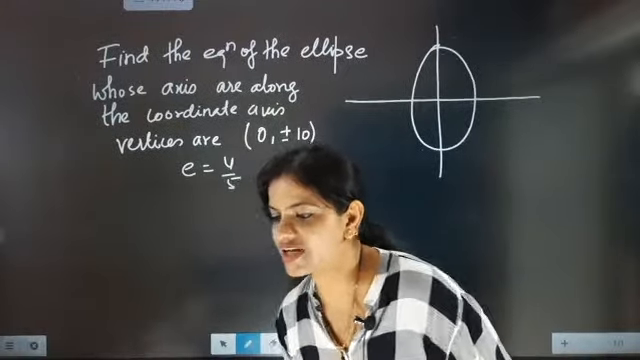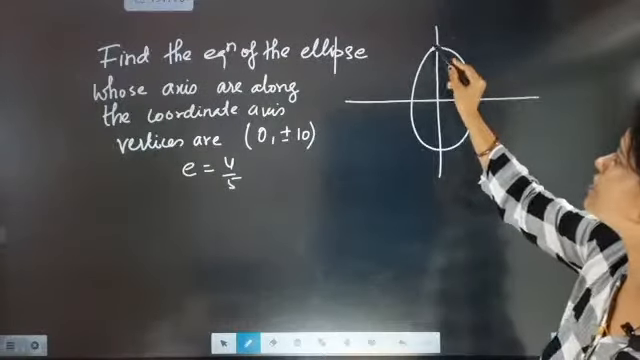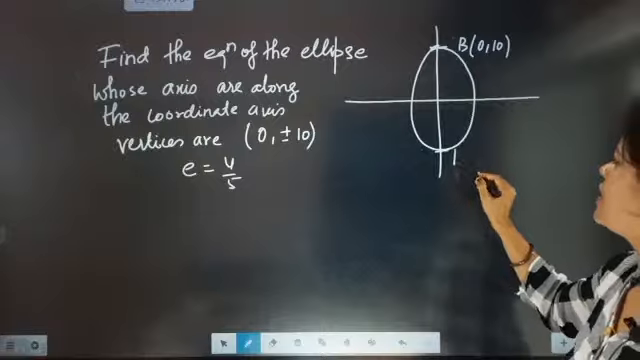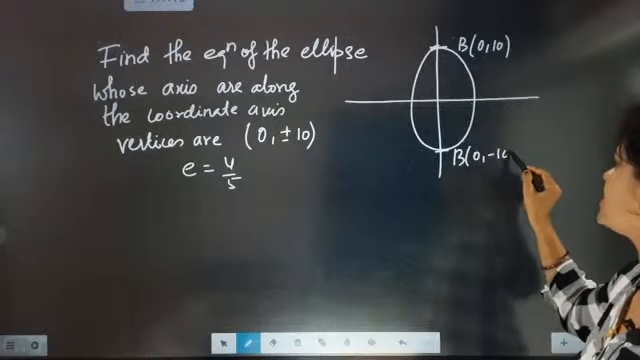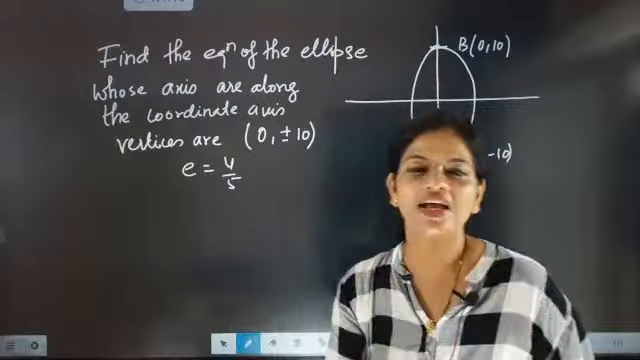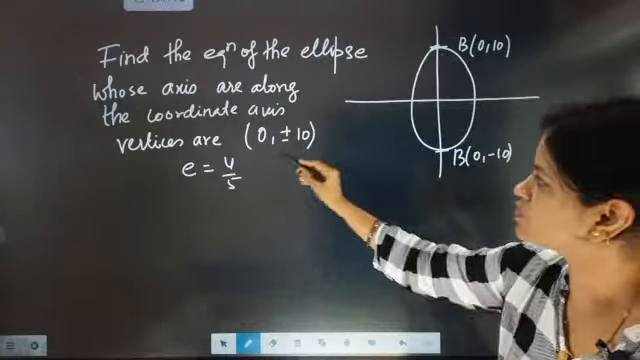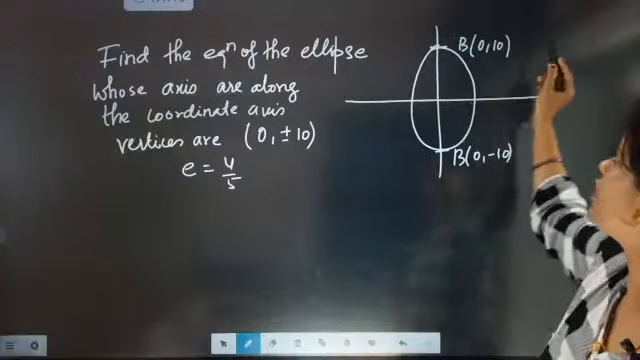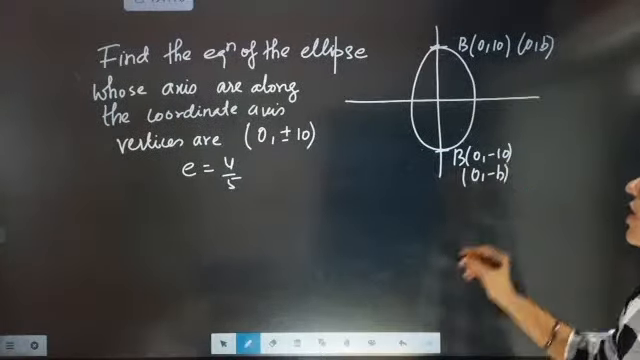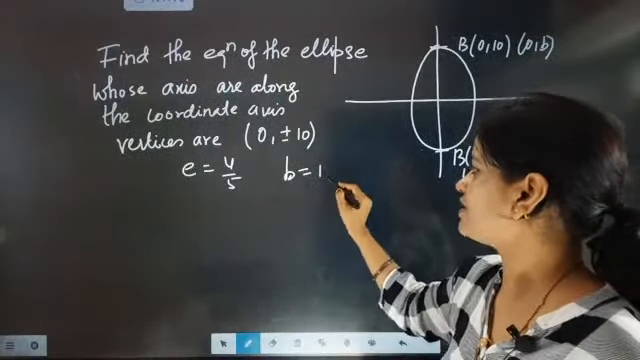B is coming as 10. Absolutely correct. So by seeing this vertex, we came to know that the vertex points are 0, 10 and 0, minus 10. So for this ellipse, the vertex point is 0, B or 0, minus B. So that means we got the B value here. So B is coming as 10.